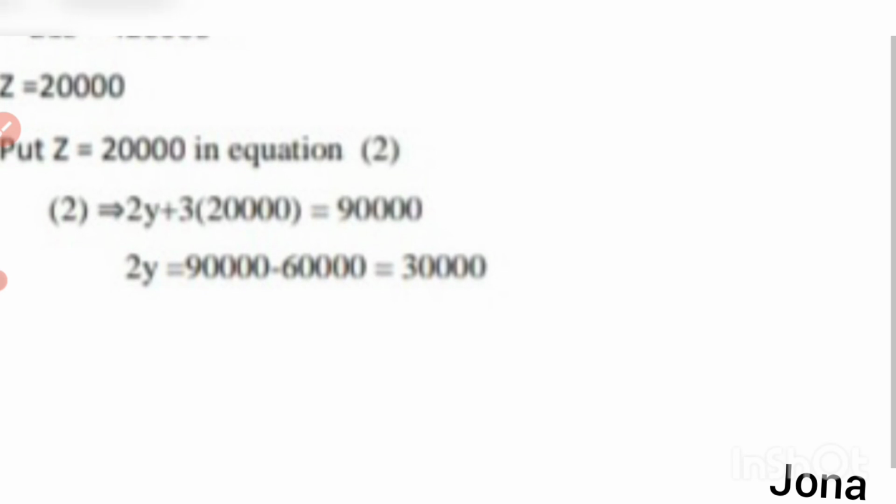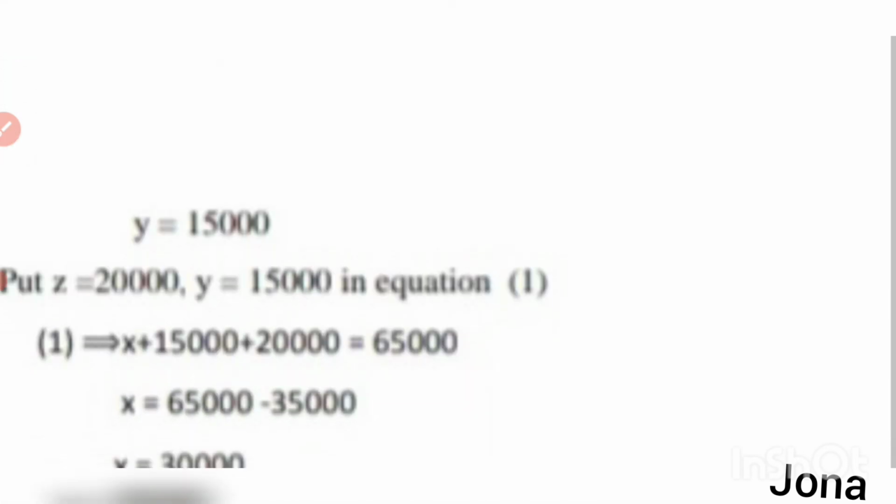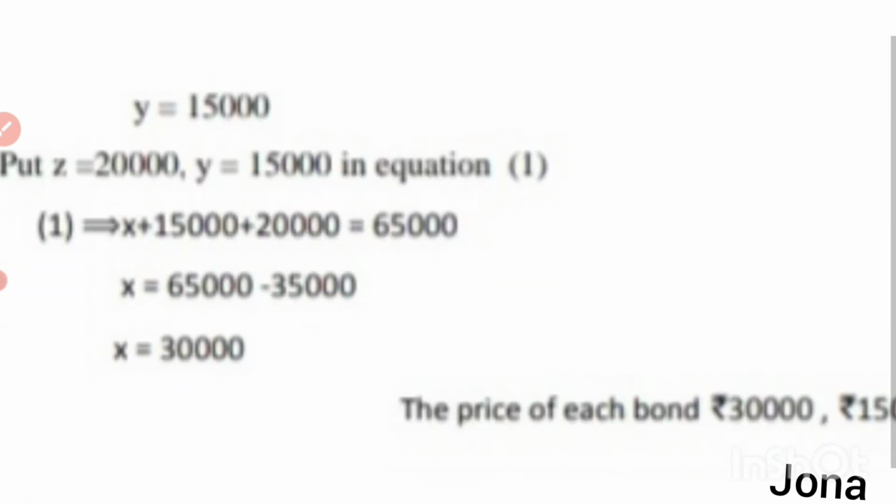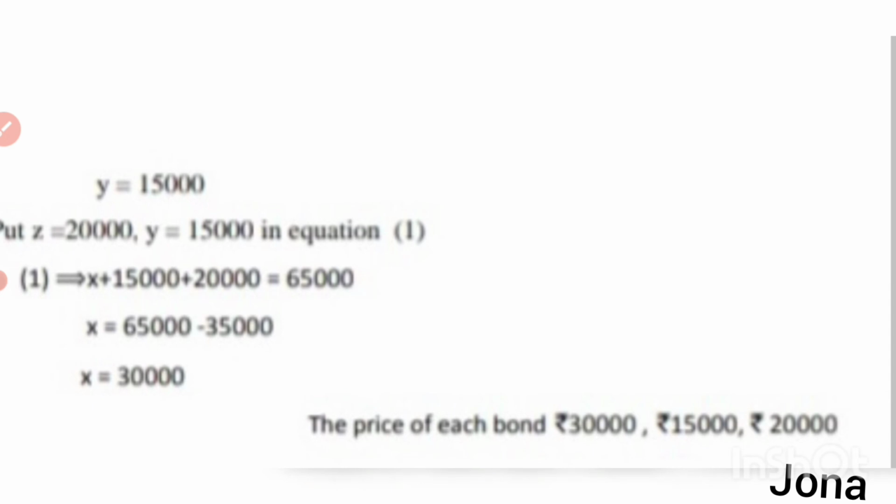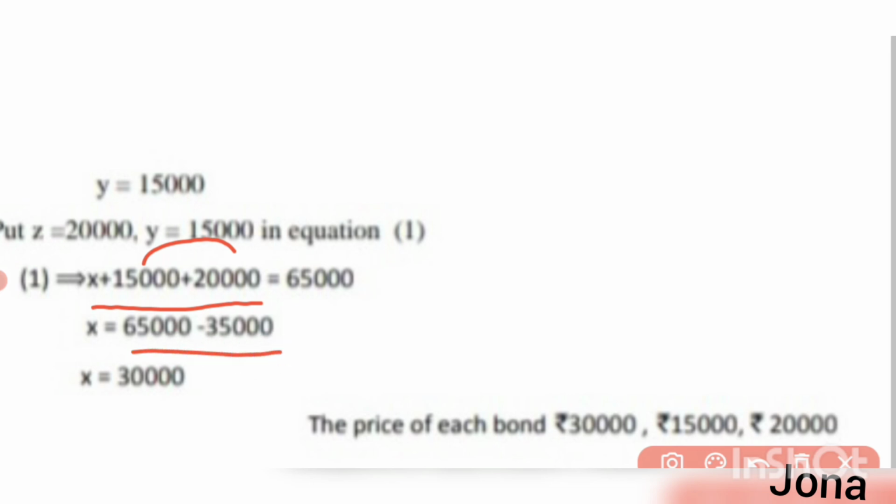Put this z in equation 2, so that we got the value of y as 15,000. Now we got the value of z and y. So keep these values in equation 1, so that we have x plus 15,000 plus 20,000 equal to 65,000. So 20 plus 15 is 35. Take this 35 to the other side, it will become 65 minus 35, so x equal to 30,000. So now we got the amounts: x is 30,000, y is 15,000, and z is 20,000.